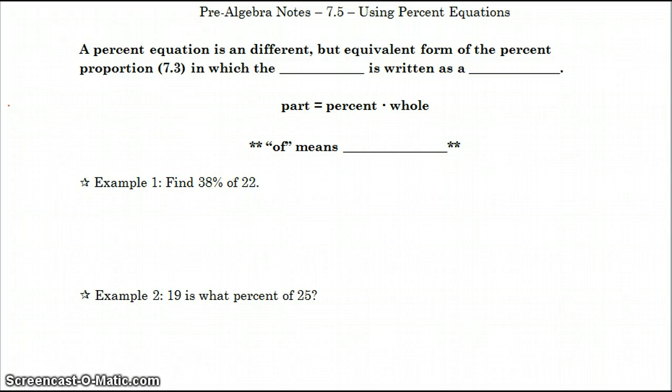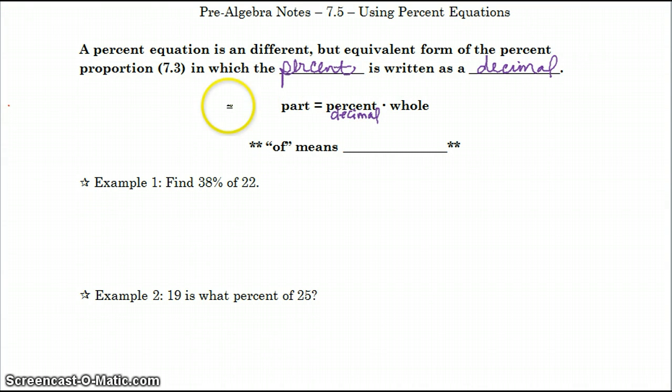Welcome to 7-5 Notes, where we're using percent equations. A percent equation is a different but equivalent form of the percent proportion in which the percent is written as a decimal. The equation is going to look like this: part equals percent times whole, where percent is in decimal form.